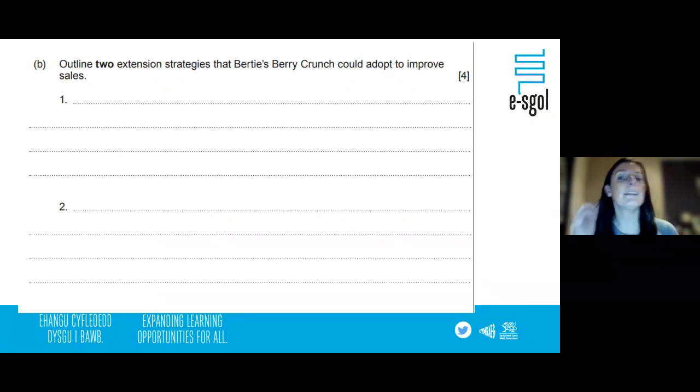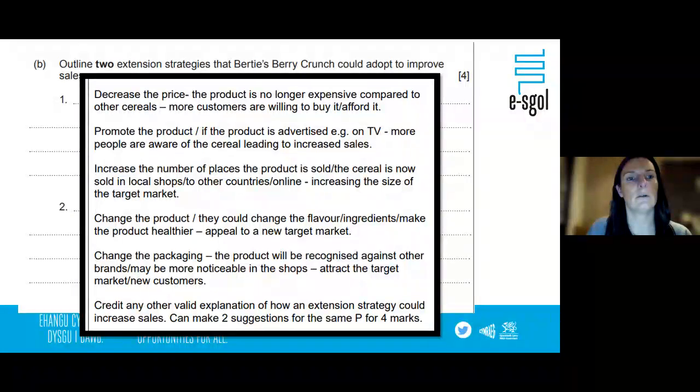So we're going back to Berry Crunch, which I probably should have bumped up to actually the last one. Outline 2 extension strategies that Berry Crunch could adopt to improve the sales. So this should have been a carry on from that. So you've got here with the Bertie Crunch.